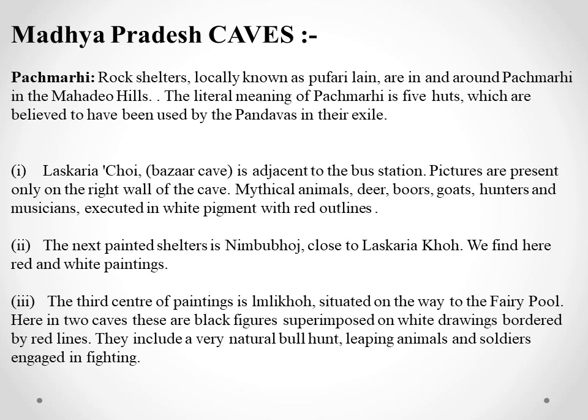The next painting shelter is Nimbu Ghosh, close to Lashkariya Chowk. We find here red and white paintings. The third center of paintings is Emily Chowk, situated on the way to the fairy pool. Here in two caves, there are black figures superimposed on white drawings, bordered by red lines. They include a very natural bullfight, leaping animals and soldiers engaged in fighting.